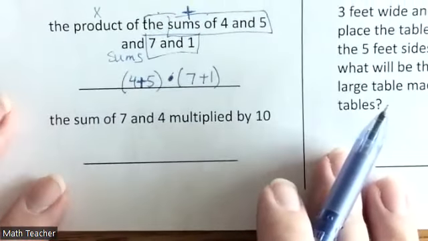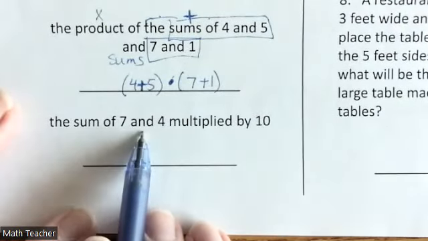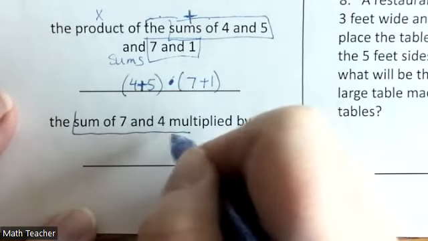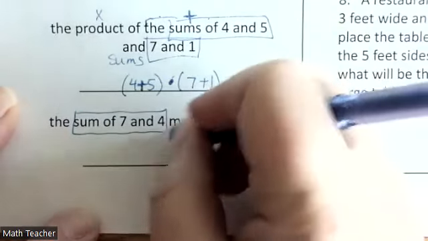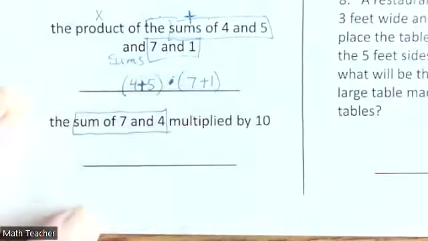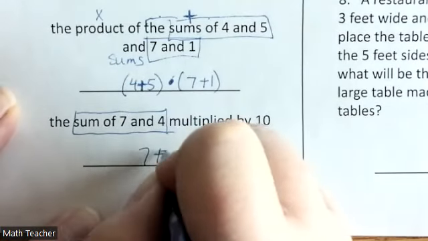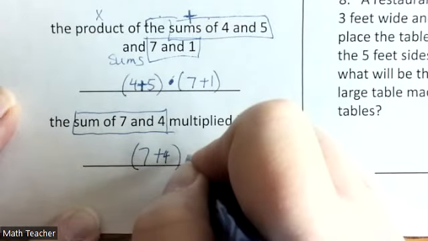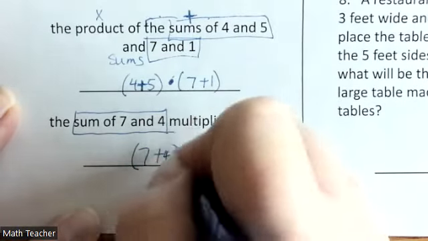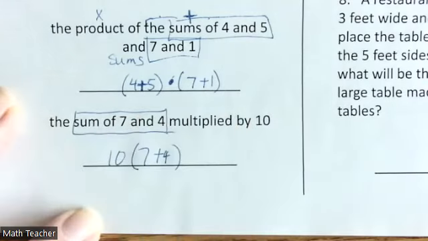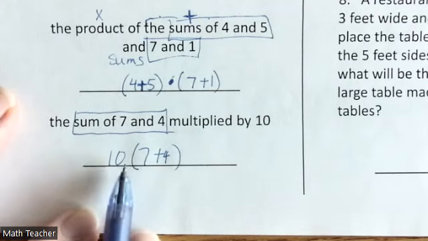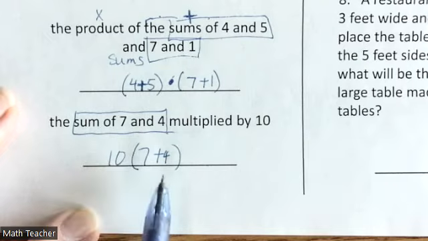The next portion of number 4: the sum of 7 and 4 multiplied by 10. So we need to get the sum of 7 and 4, and then that will get multiplied by 10. The sum of 7 and 4 would be 7 plus 4. We put that in parentheses, and that gets multiplied by 10. We can put the 10 after the quantity, or we can put it first. I'm just going to put it at the beginning. You can use the multiplication dot or not. You don't really need it, but if you prefer it, you can put it right here, but it's not necessary. And that's number 4.